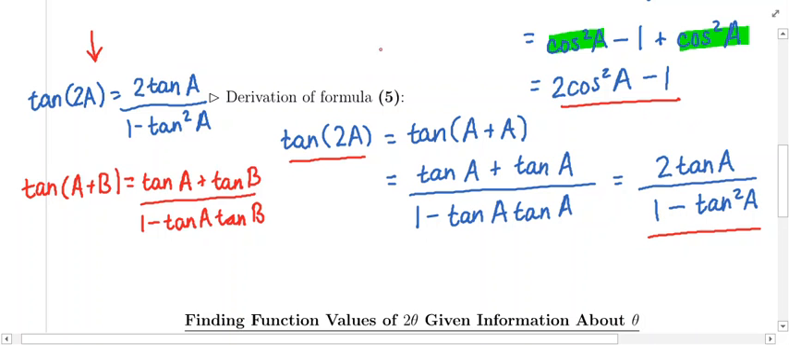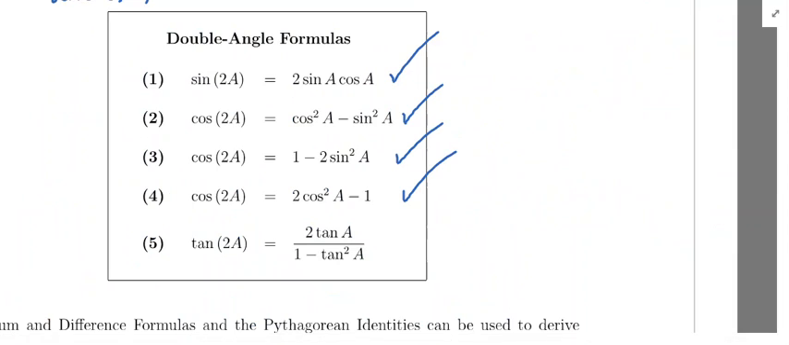So that's it. I've shown you where all 5 of these double angle formulas come from, and now we're going to start doing various examples with them.